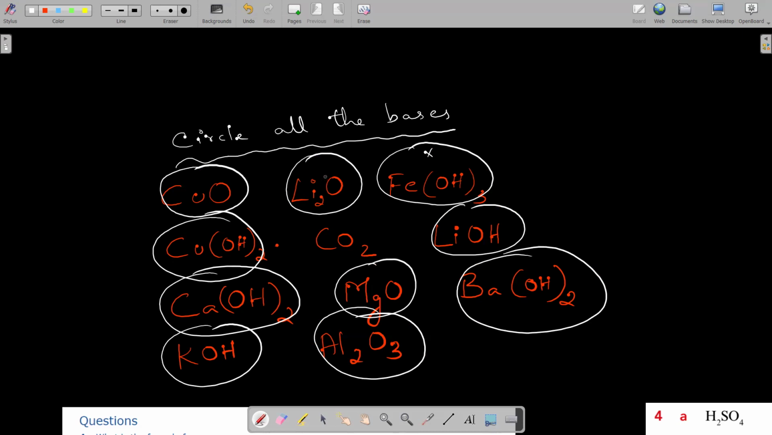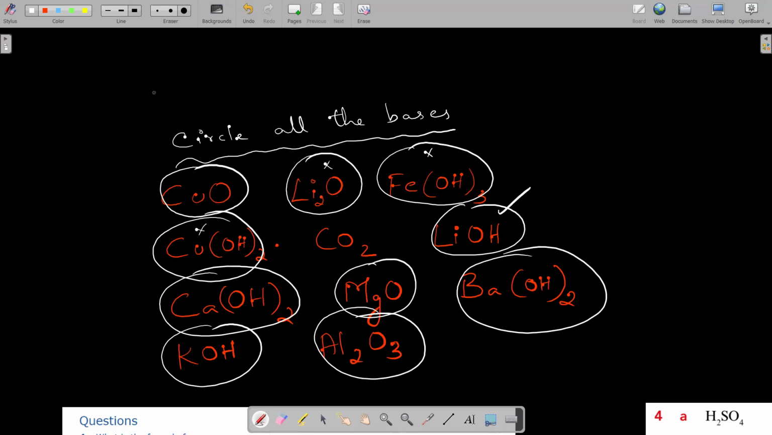So it is not an alkali. Lithium oxide, is it an alkali? Although it is an element belonging to group 1? No, alkalis need to have hydroxide in them. So this is also not an alkali. Copper oxide, no. Lithium hydroxide, yes, this is an alkali.